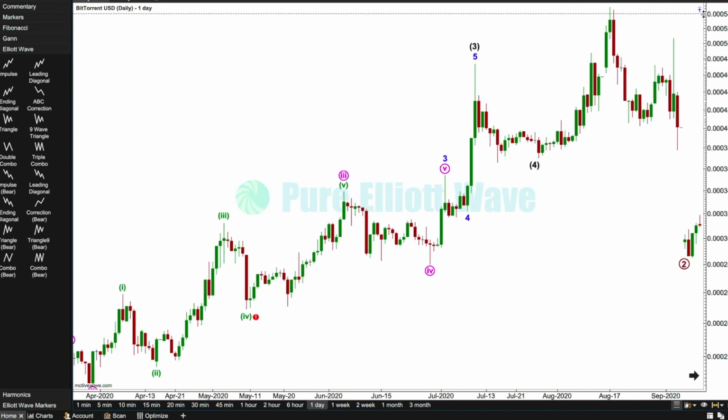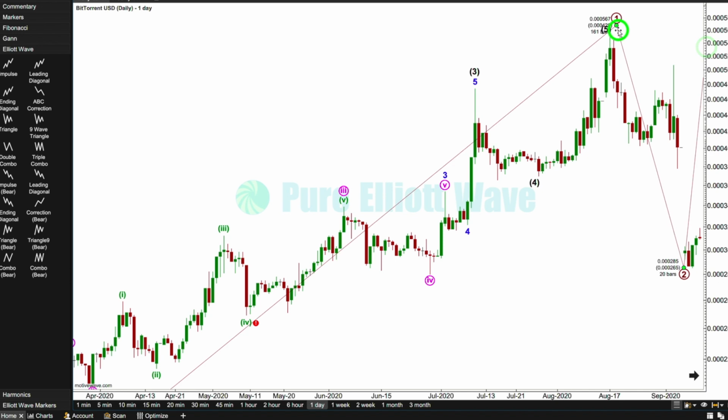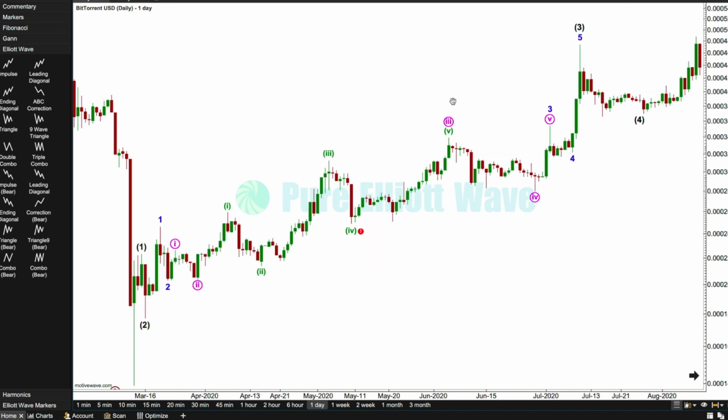I don't want to put 3 and 4 anywhere else. Intermediate degree. So that has to stay there. I don't want to have truncated fifth waves. Don't want to try and do something like this because no.